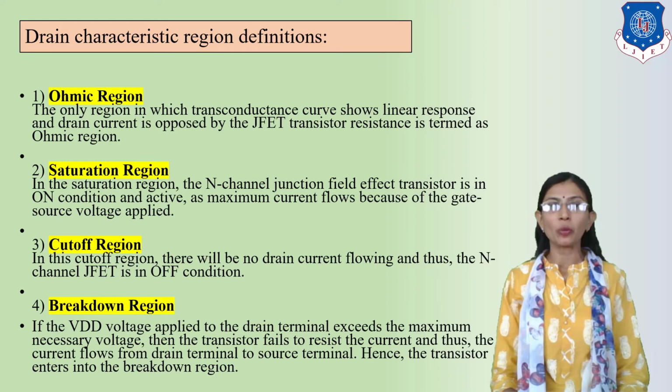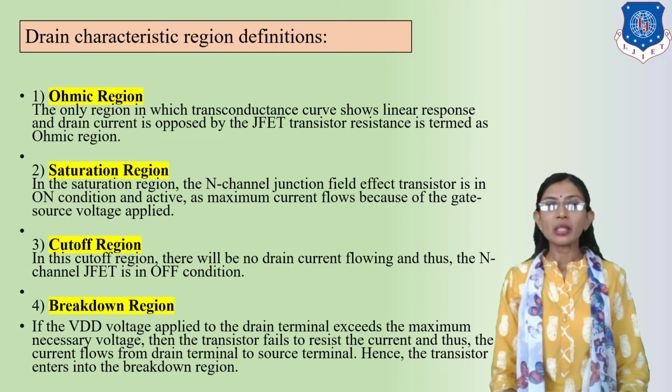Let's discuss the ohmic region. The only region in which the transconductance curve shows the linear response and drain current is opposed by JFET transistor resistance is known as ohmic region. Similarly, second, let me define the saturation region. In saturation region, the N-channel junction field effect transistor, means N-channel JFET, is in on condition. That means it is in active region. Maximum current flows during this region.